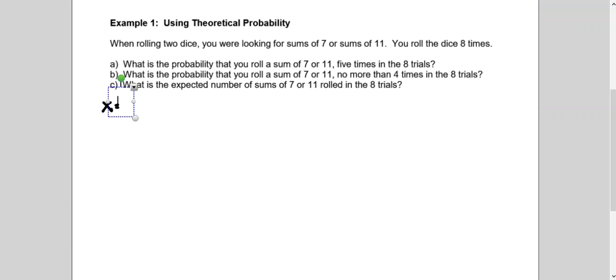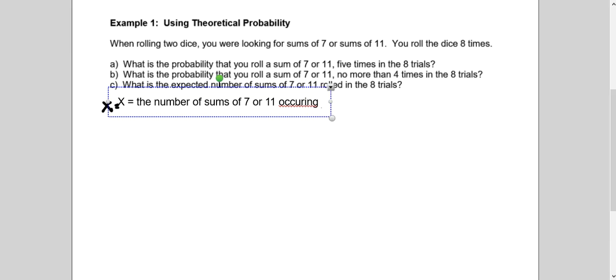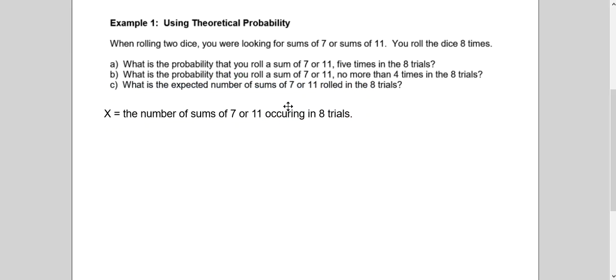All right, so our big X is the number of sums of 7 or 11 occurring in 8 trials. So that's what I have there. That's my big variable. All right. Now, the second thing we have to define is what's my P and Q?